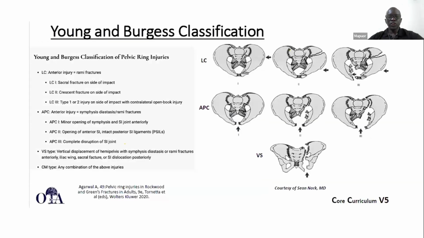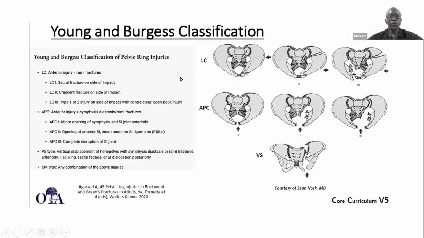So doing an X-ray or doing CT scan will help you have a classification, and classification is mainly a communication language between the surgeons and those who are managing this patient. So the Young and Burgess classification is used for pelvic ring injury. So the most important thing here, if you start from the top, is the LC, which is lateral compression, with an anterior injury or ramus injury. So we have a ramus injury here.